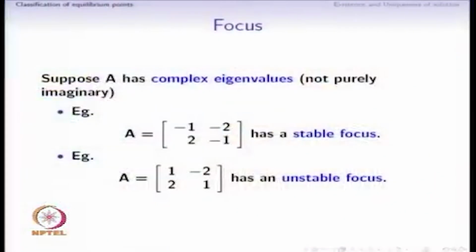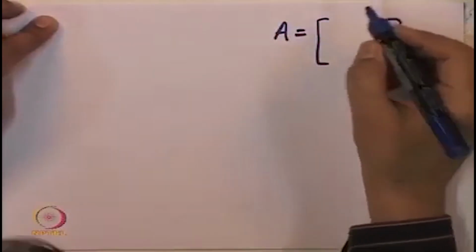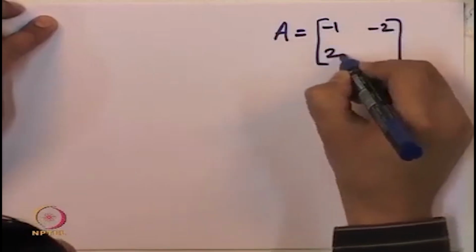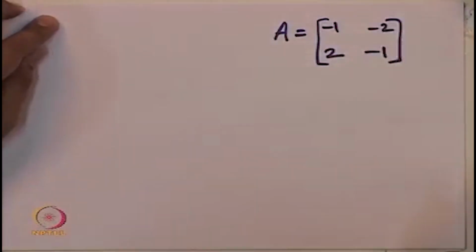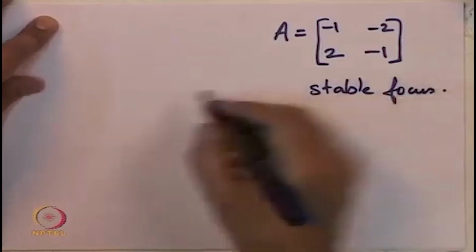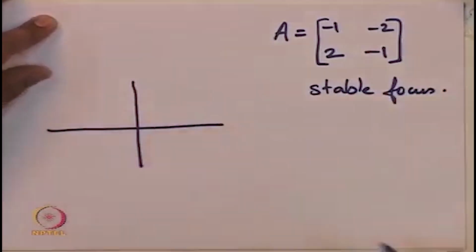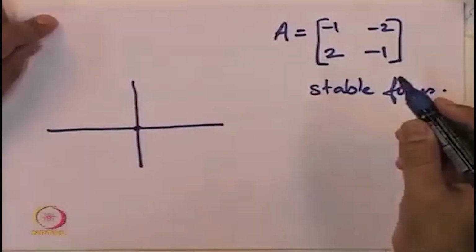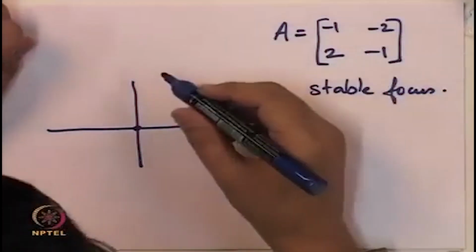The next type of equilibrium point we will see is when A has complex eigenvalues, and these eigenvalues are not purely imaginary. So, take for example A equal to a matrix in which the diagonal elements are equal to -1 and the off diagonal elements have opposite signs, one is +2, one is -2. This we will call a stable focus. As I said, the off diagonal elements cause rotation about the origin. In each of these cases A is non-singular, hence the origin is the unique equilibrium point.